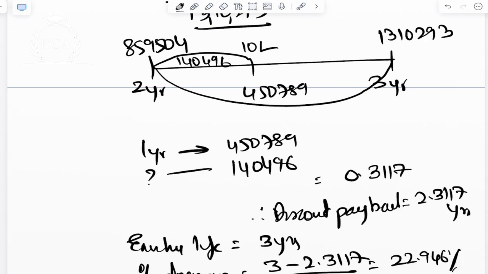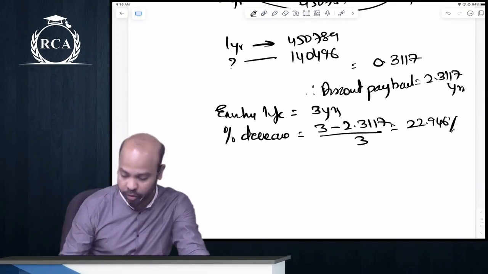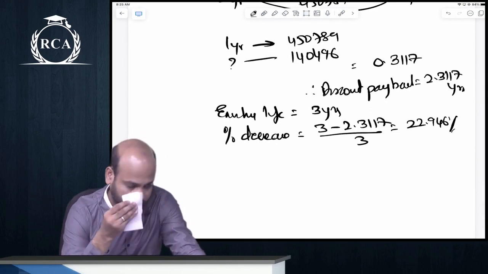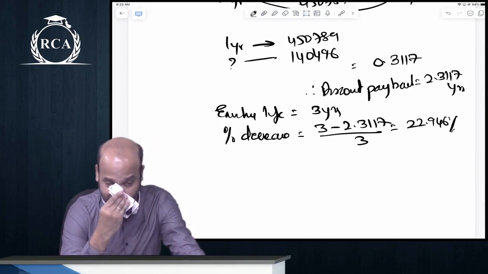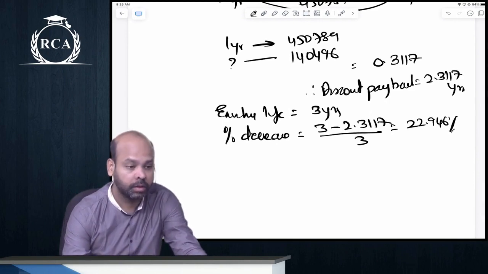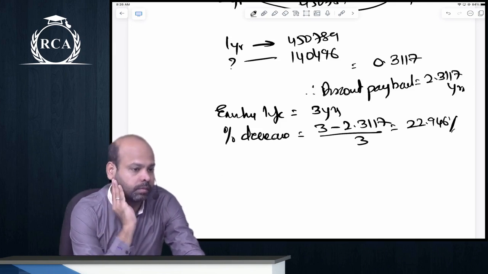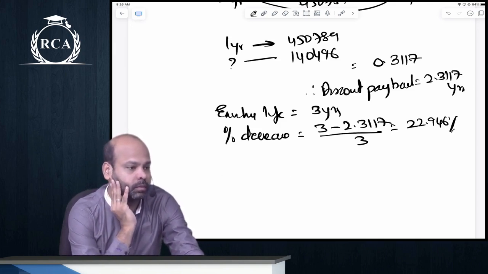Are we all done with this? What's the conclusion, beta? Which is the most sensitive factor? Which is the most sensitive factor? Huh, beta?